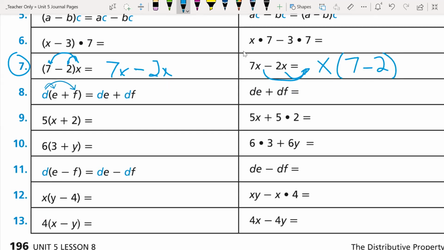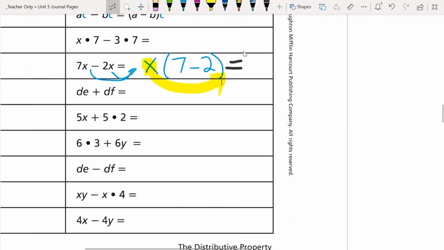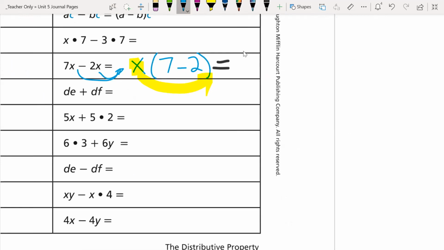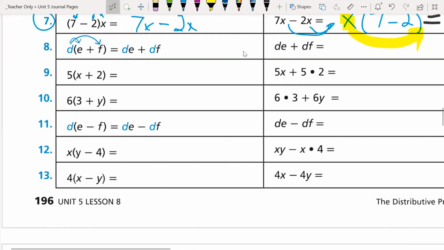A question for you. Can I take this x and actually rewrite it over here so that it looks like this, with an equal sign? Tell me if this is equal or not. 7 minus 2 with an x on this side. Are those equivalent? The correct answer is yes, those are equivalent. 7 minus 2 times x is the same thing as x times 7 minus 2, right? I'm going to do one more for you.